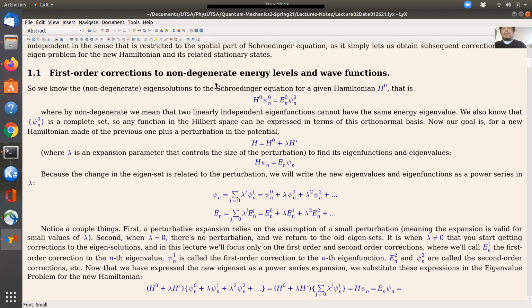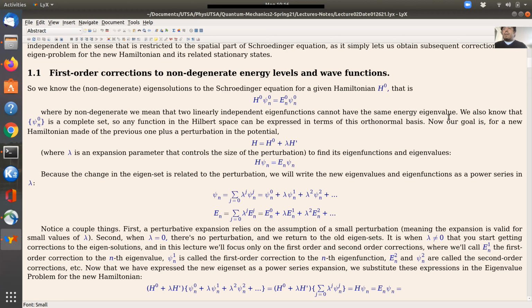Because you have the eigensolutions, you know the eigenfunctions and the eigenvalues, the energy eigenvalues. And again, by non-degenerate, we mean that two linearly independent eigenfunctions cannot have the same energy eigenvalue. Which is equivalent to saying that the eigenspace for each eigenvalue is of dimension 1, just one linear space of dimension 1 proportional to that function.